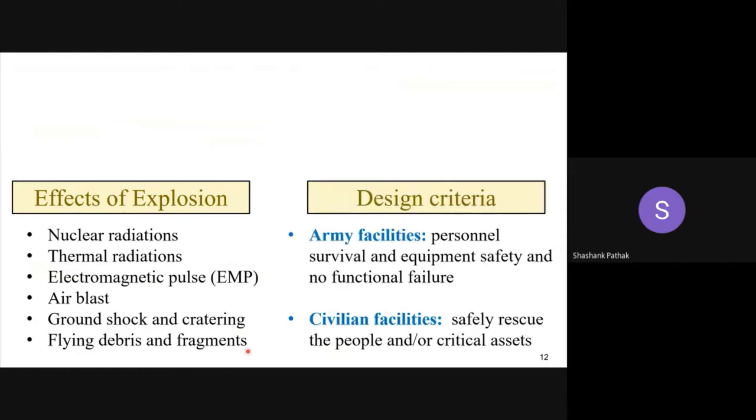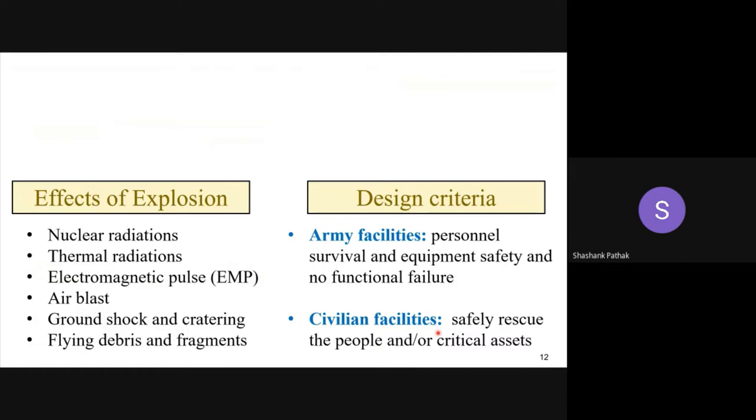And when we consider our design, when we want to design a structure, we need to have a design criteria. So suppose if you want to design army facilities, we need to ensure that army people are safe, equipment are safe, and there is no functional failure of the building. But suppose if you want to design civilian facilities, so we have to design such that at least we can safely rescue the people and we can safeguard our critical assets. Because if you will apply the same criteria which is for the army facilities on the civilian facilities, then certainly there will be less damage, but the cost of construction, cost of design, that will be going very high, and that may not be afforded for all the civilian facilities.